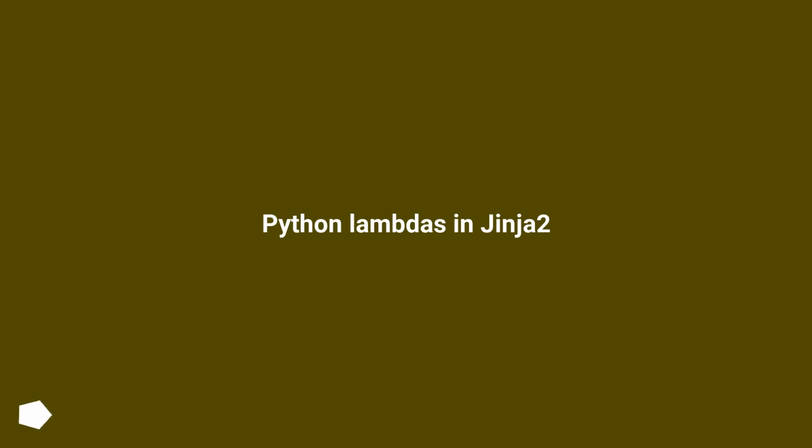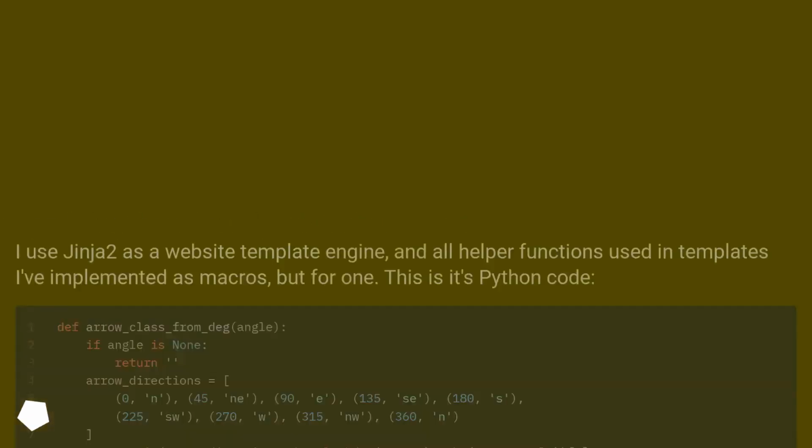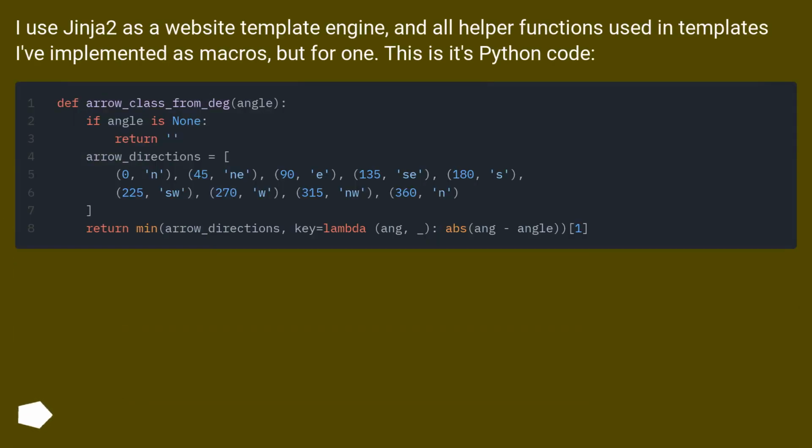Python lambdas in Jinja2. I use Jinja2 as a website template engine, and all helper functions used in templates I've implemented as macros, but for one. This is its Python code.